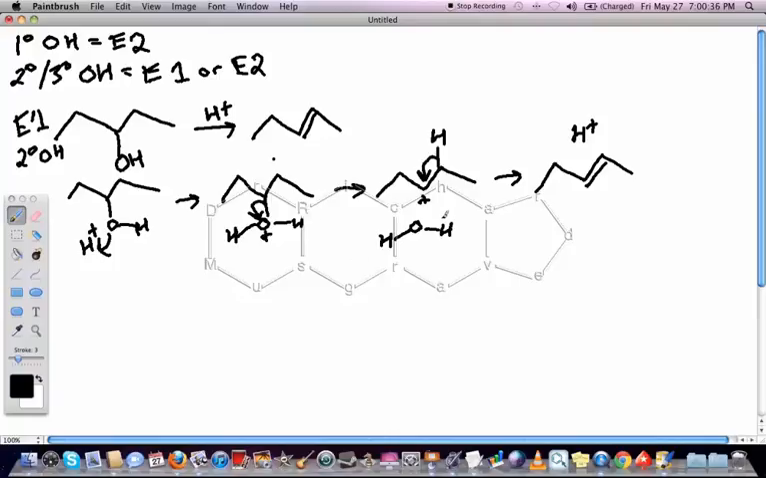Now notice the E1 went in two steps. We had to get rid of the water first, and then the H plus eliminated to form the double bond right here.